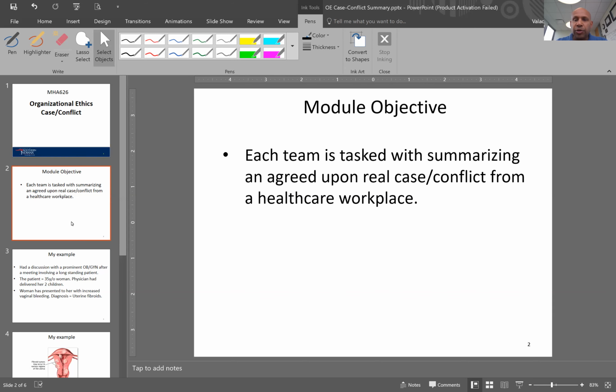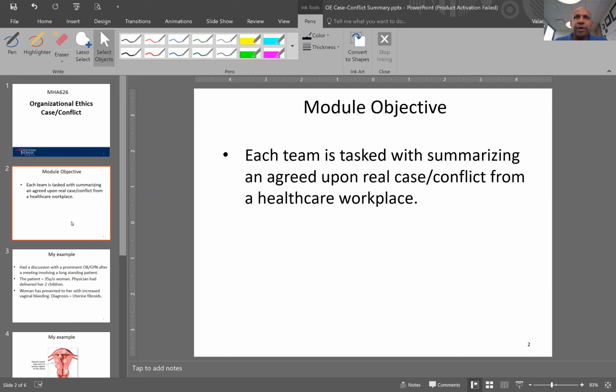So each team is tasked with summarizing an agreed upon case conflict from a healthcare workplace. That could be a current work environment, a previous one, or perhaps a conflict that you have witnessed at a healthcare environment that you go to, like your dentist's office. I think when I give my example, it'll become a bit more clear.